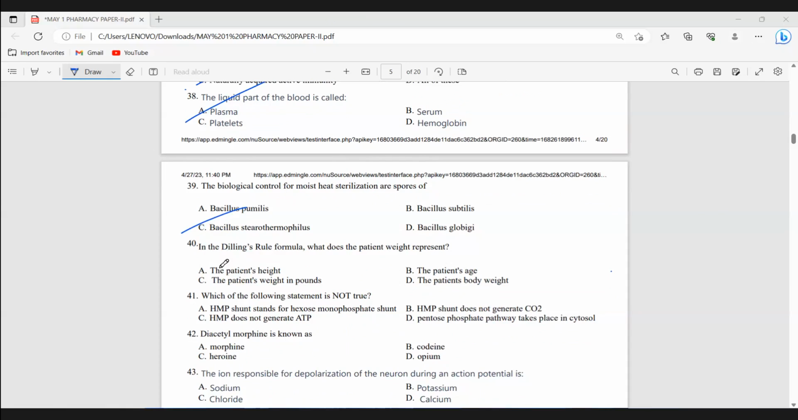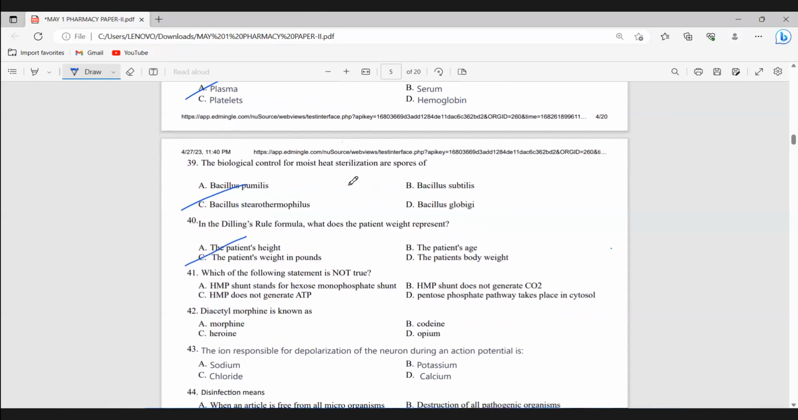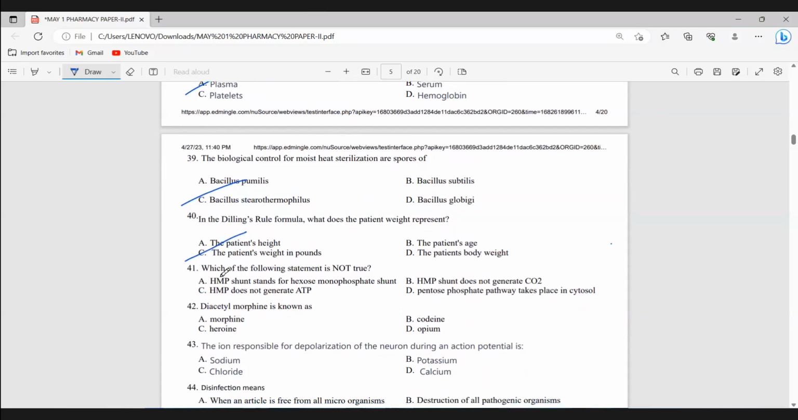Then 40, patient weight in pounds. Then 41, which of the following statements is not true? HMP shunt doesn't generate, it will generate carbon dioxide. So option B is wrong.